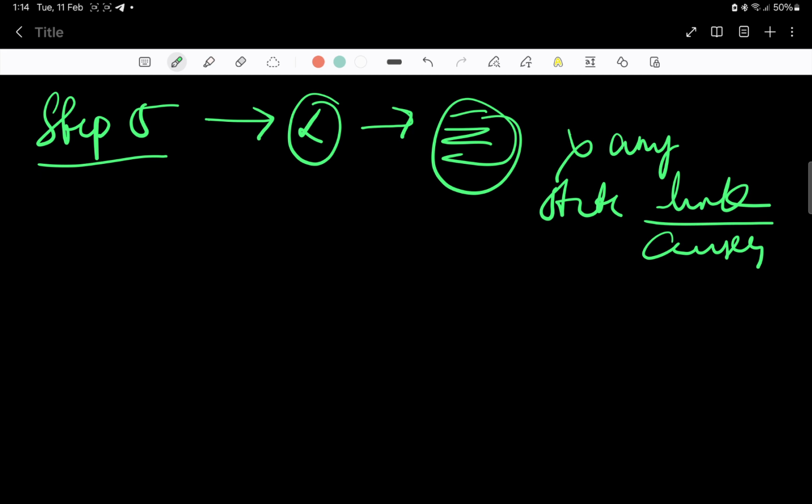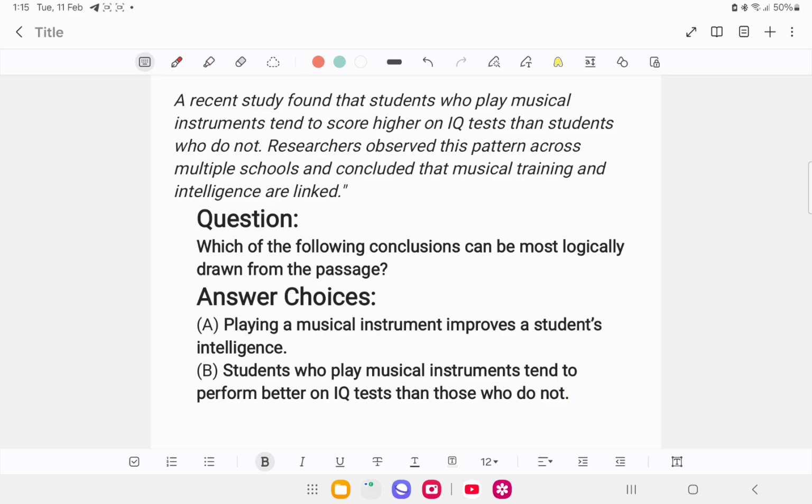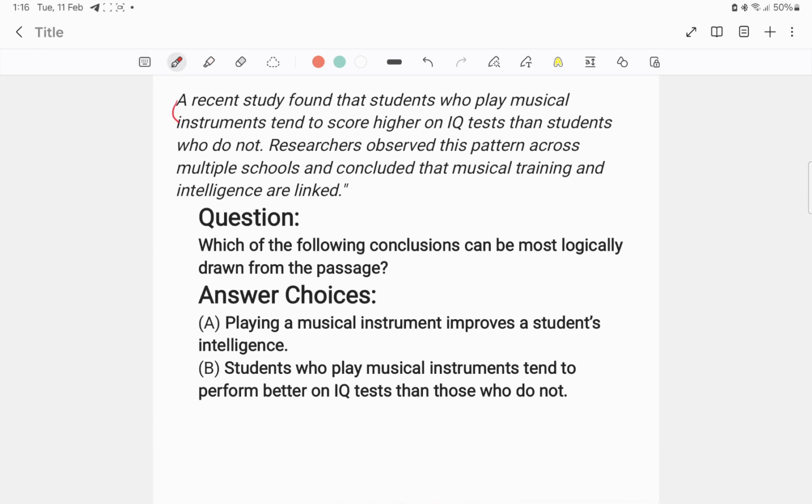Coming to real world practical application, see, I just typed the passage. So what is your step 1? Identify the core idea. From this you need to identify the core idea.